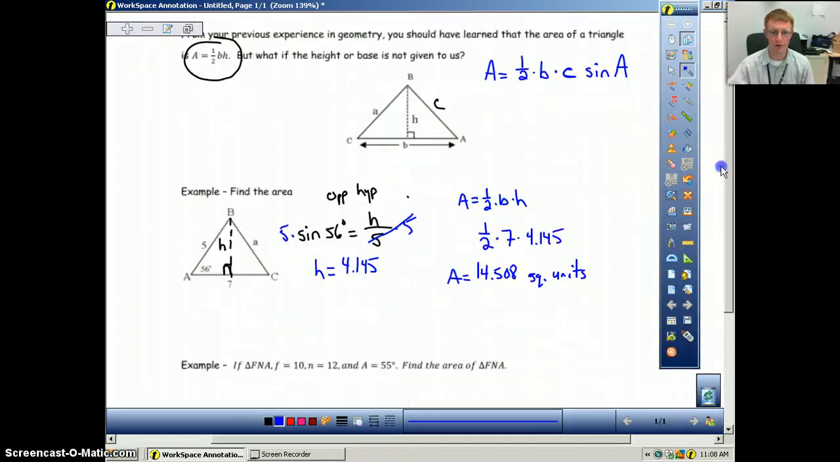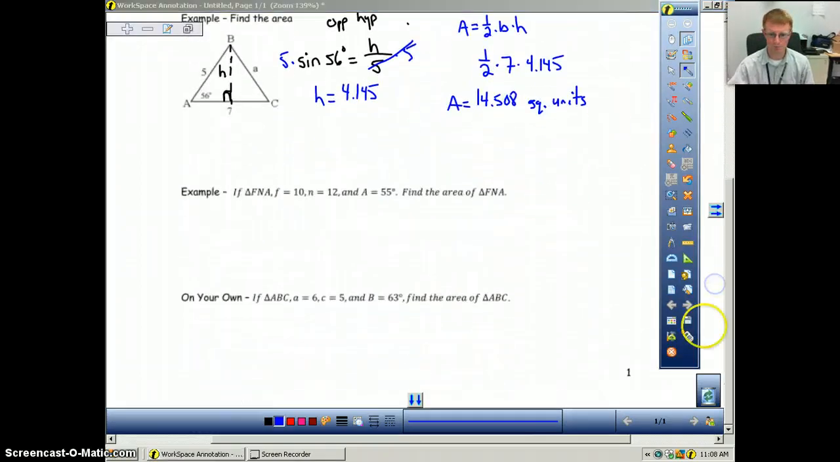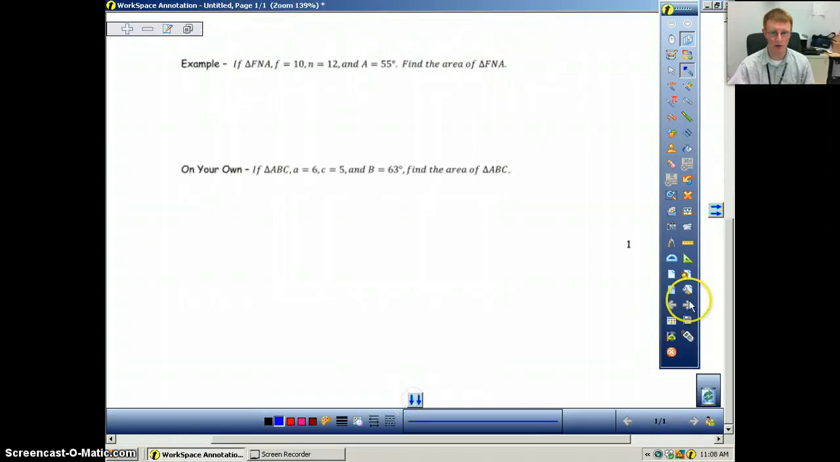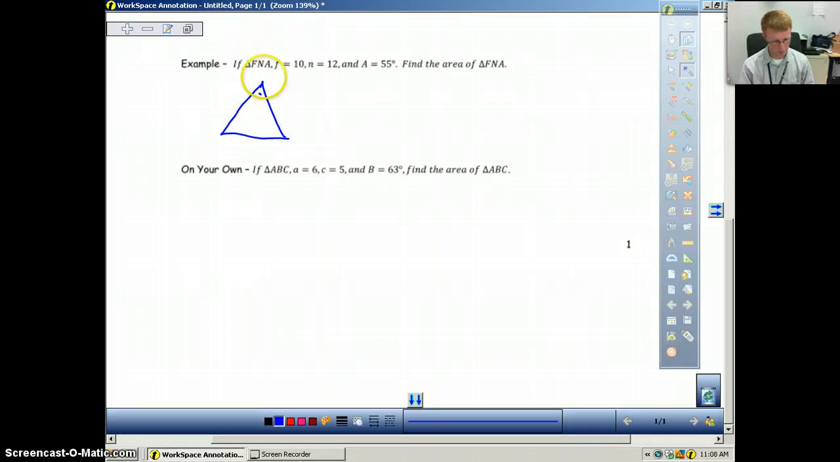So in this example right here, a picture is not given to us. So the first thing you want to do is draw a picture. So that's what I'm going to do. And it doesn't matter how good the picture is. And then I'm just going to label it as F, N, A. And it really doesn't matter how you label it. You just want to make sure that when you label your sides, you know what the base of the triangle is and where the height is. So for example, we have FNA.